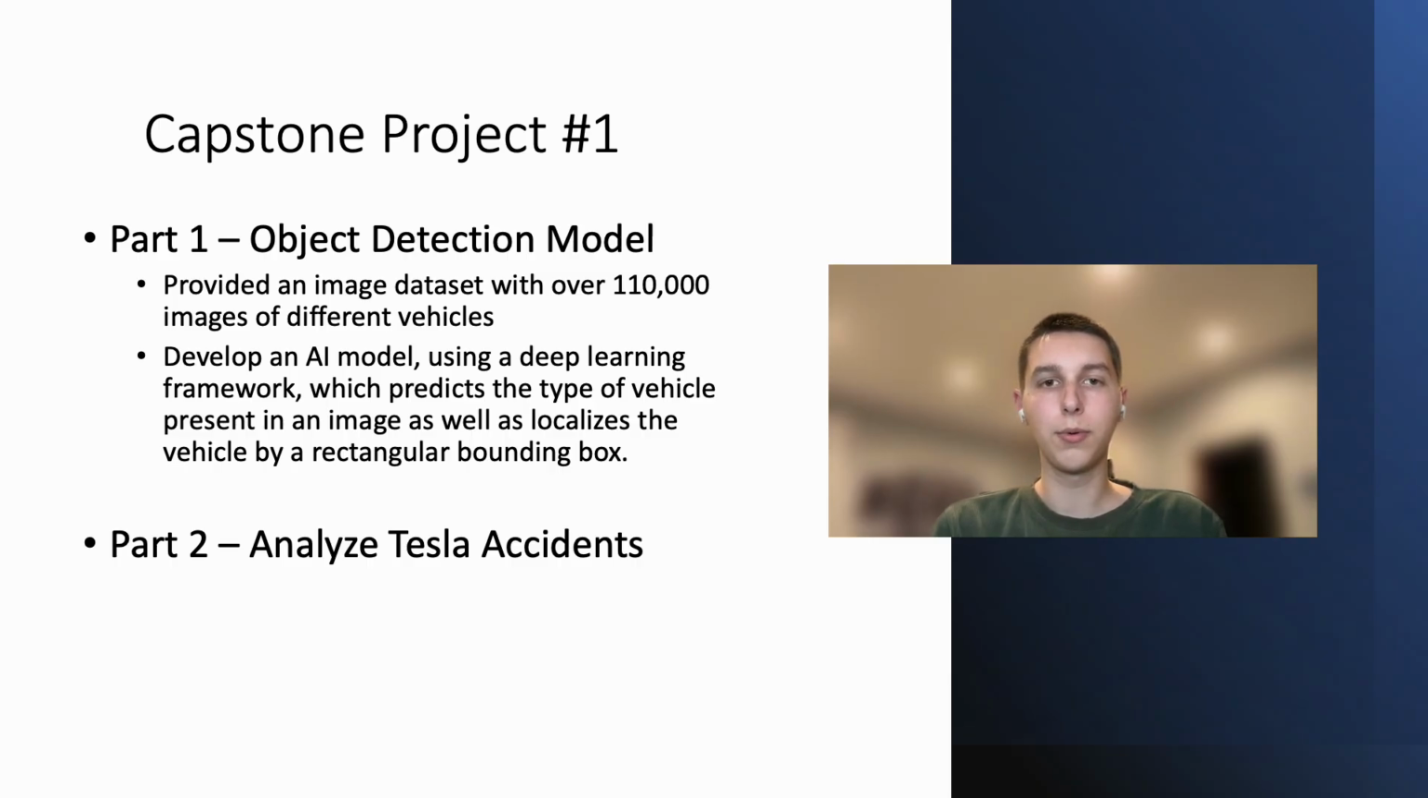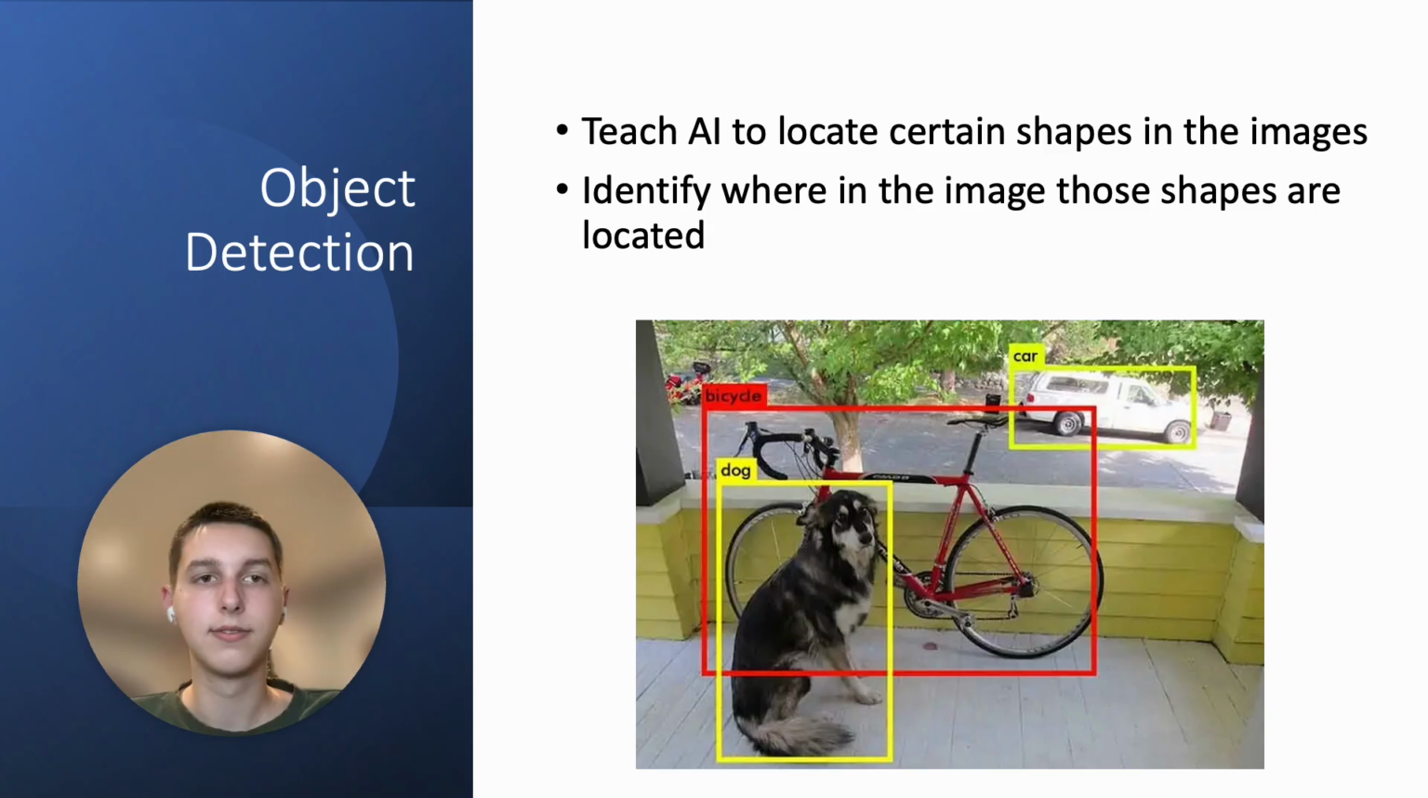For part one, we were provided a dataset of over 110,000 images of random vehicles. The assignment asked that I develop an AI model using a deep learning framework, which predicts the type of vehicle present in an image as well as locates the vehicle using a rectangular bounding box. I'll walk you through that first part now.